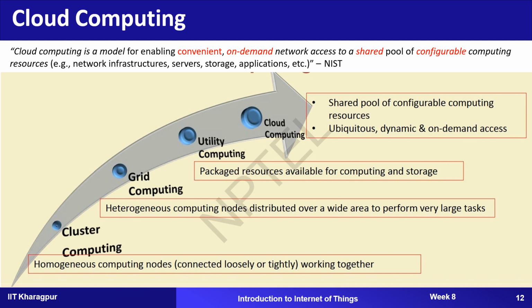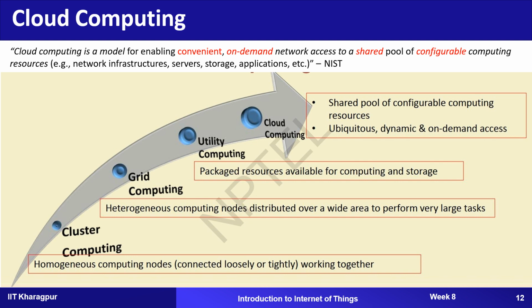Okay, then the third one is utility computing. In utility computing, packaged resources are available for computing and storage. And after utility computing, cloud computing comes into the picture, where there is a shared pool of configurable computing resources. So various resources are available there, and based on demand, the user can use the resources from that shared pool.